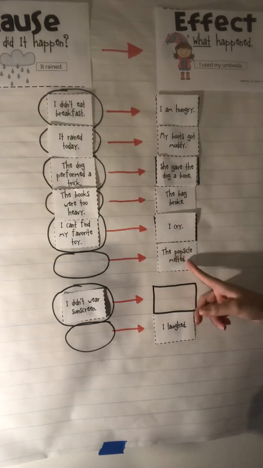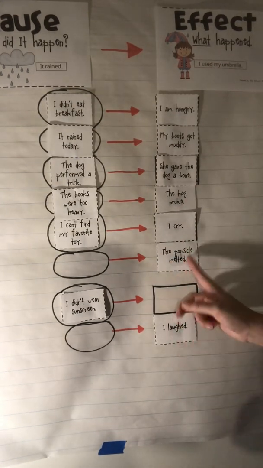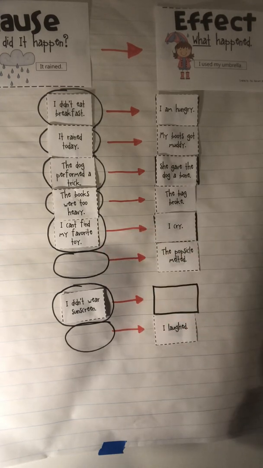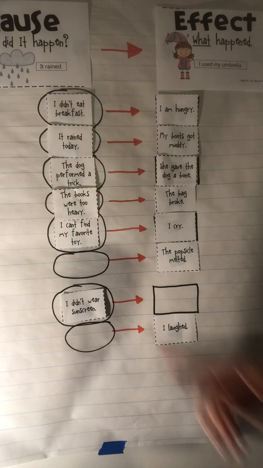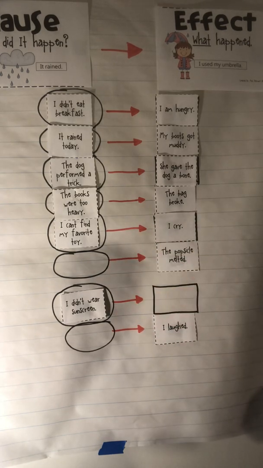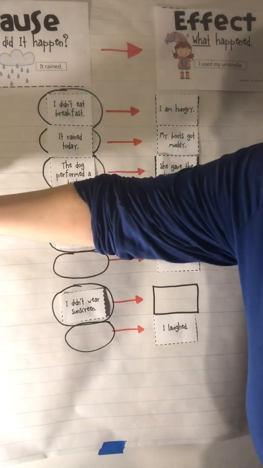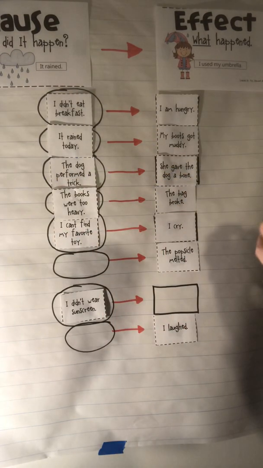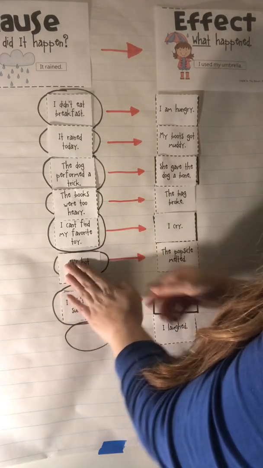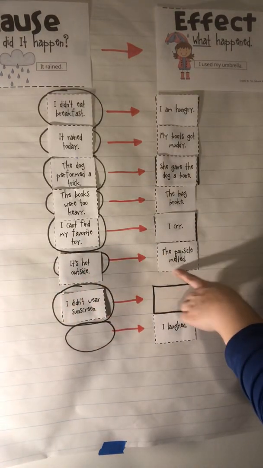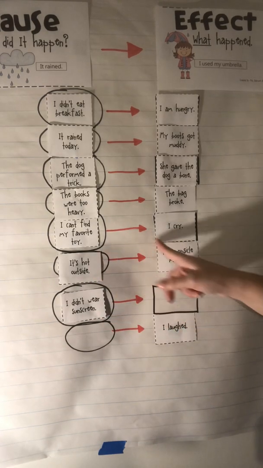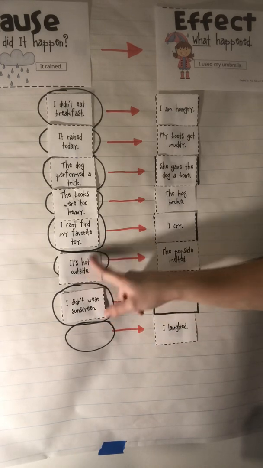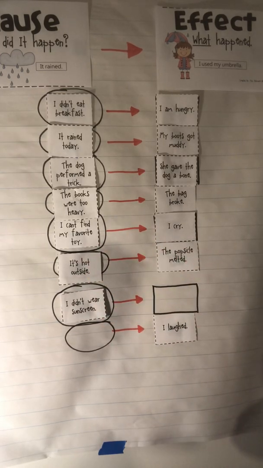Okay, the next one says effect, the popsicle melted. So now we're gonna go this way. What would have caused my popsicle to melt? Somebody read me a funny story, so my popsicle melted? No. It's hot outside, so my popsicle melted? That could happen, right? If it's hot outside, that could cause my popsicle to melt. That's the cause. The effect is that my popsicle melts.